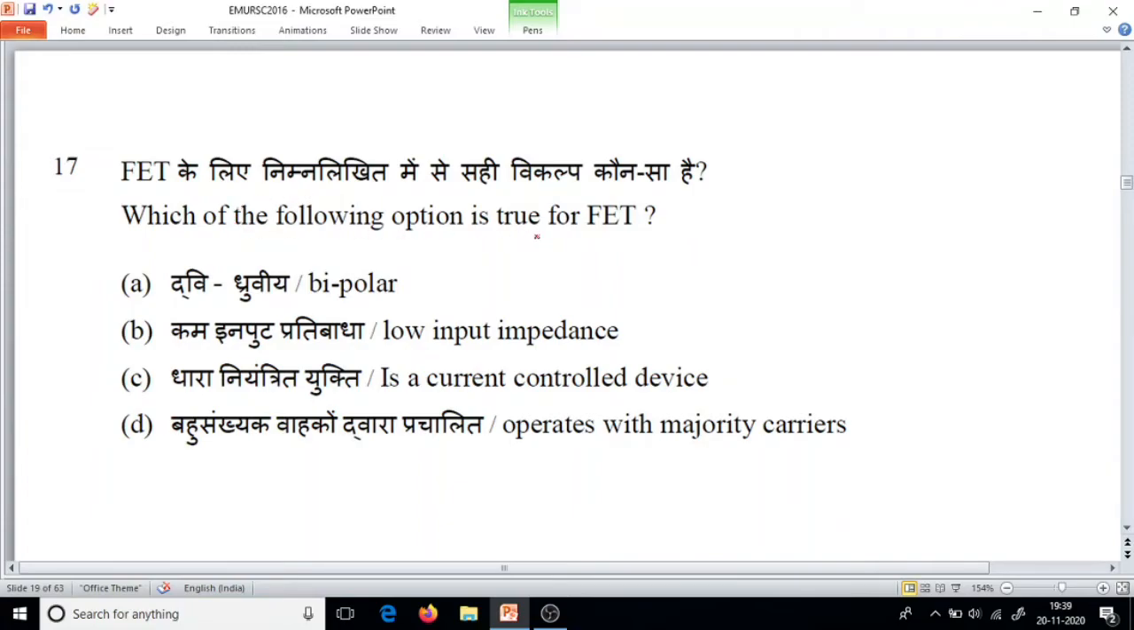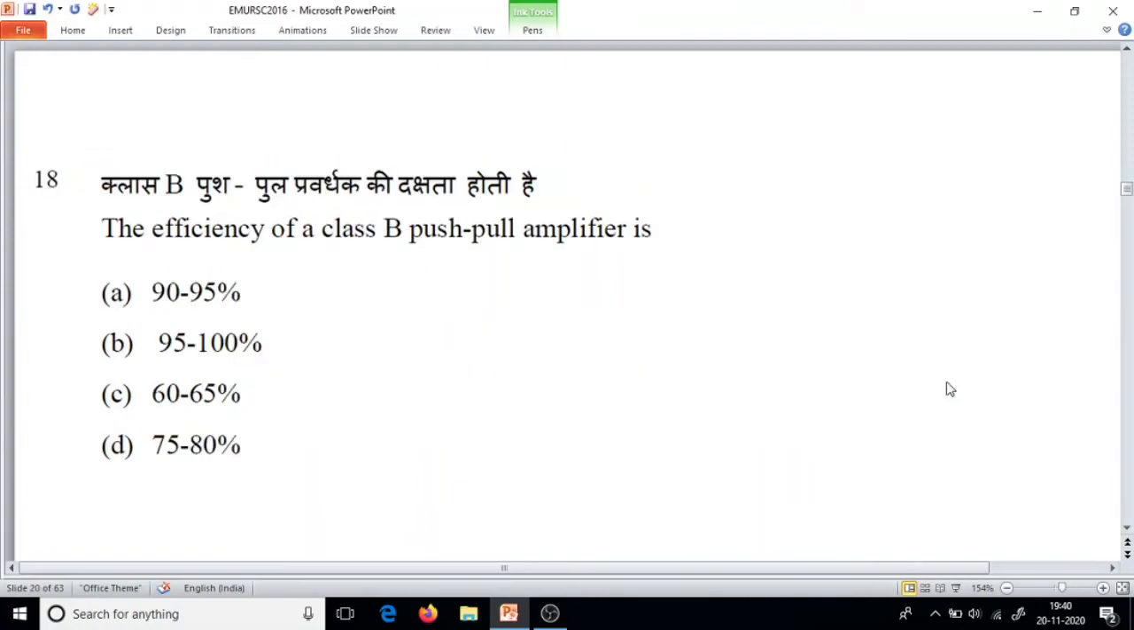Question number 17. Which of the following option is true for FET? FET is a bipolar device. It's false. FET is a unipolar device. Low input impedance. No. FET will have high input impedance. It's a current control device. No. It's a voltage control device. But it operates with majority carriers. That is why we call either P-type FET or N-type FET.